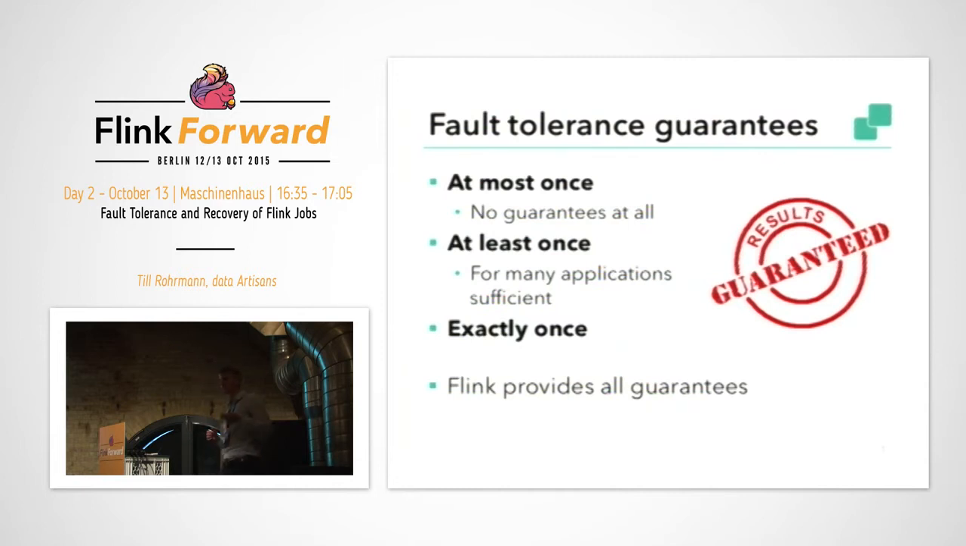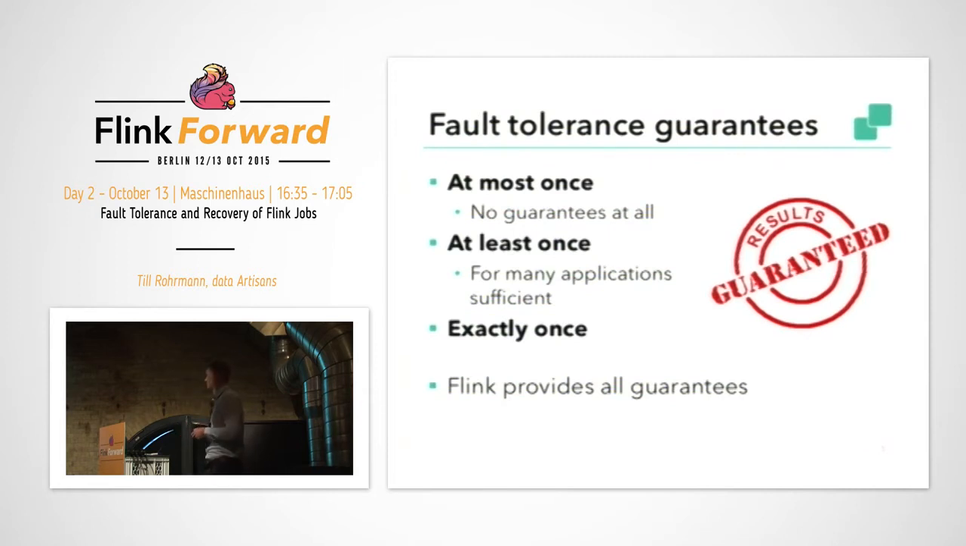A slightly more useful guarantee is the at least once guarantee, which says that you will see every element in your stream or event at least once. So assume you have a counter, for example, which counts the elements you've seen. Then this counter will give you an upper bound to the real elements you've seen. So it might happen that in case of a failure, some of the elements are replayed and you've counted them twice. But for many applications, this kind of guarantee is enough to produce good results.